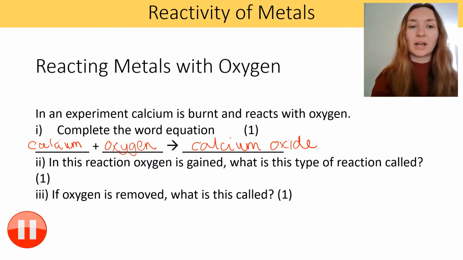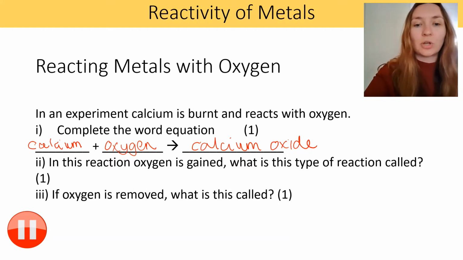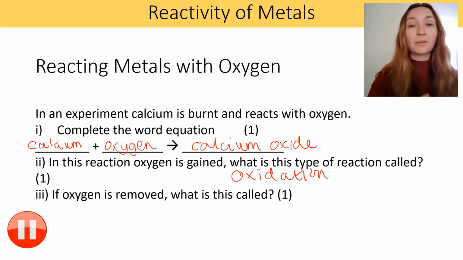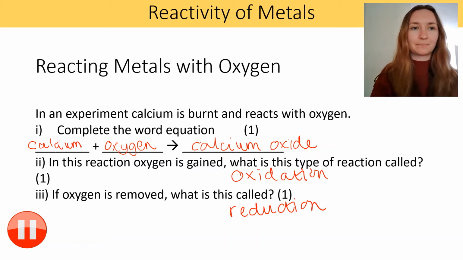Part 2, in this reaction oxygen is gained. What type of reaction is this called? We know that if oxygen is gained, it is called an oxidation reaction. Part 3, if oxygen is removed, what type of reaction is this? In this case we call it a reduction reaction. So what did you get out of 3?